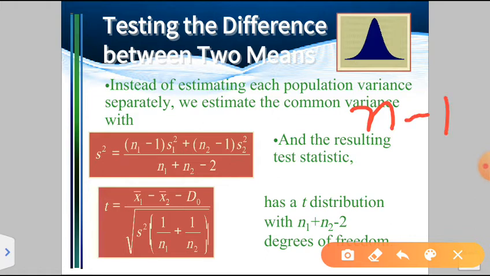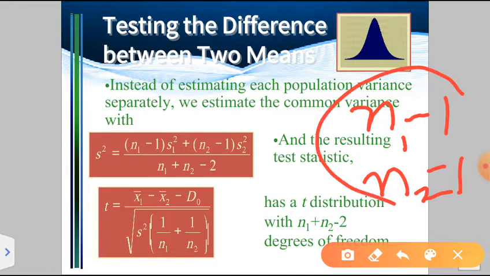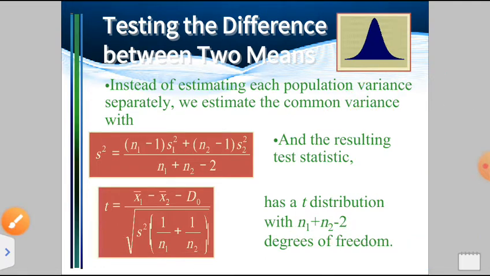Here we have two samples. One sample size is n1 and the other sample size is n2. So for the degrees of freedom, for the first sample it will be n1 minus 1 and for the second it will be n2 minus 1, and collectively if I add the two, I get the value n1 plus n2 minus 2. So this is the degrees of freedom, and we have to take care of this one.